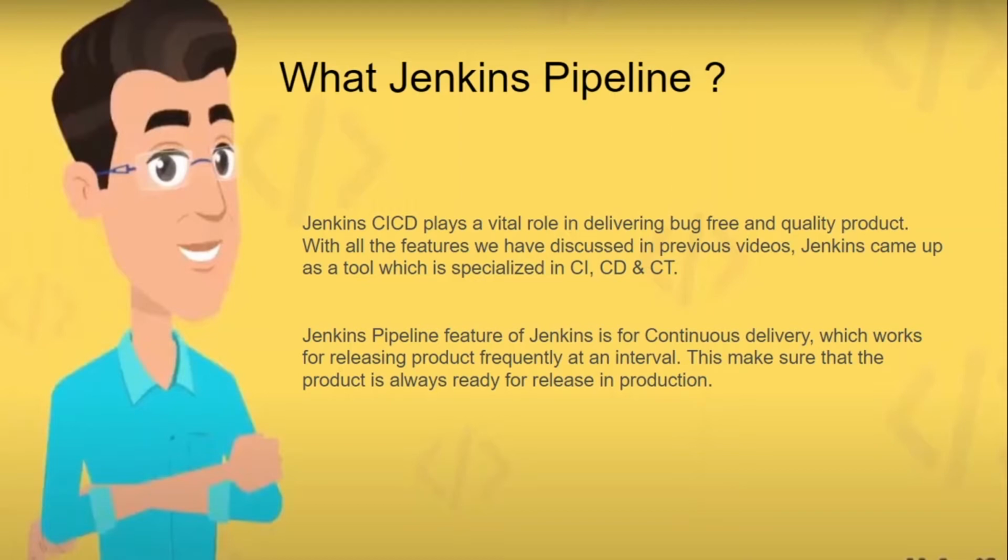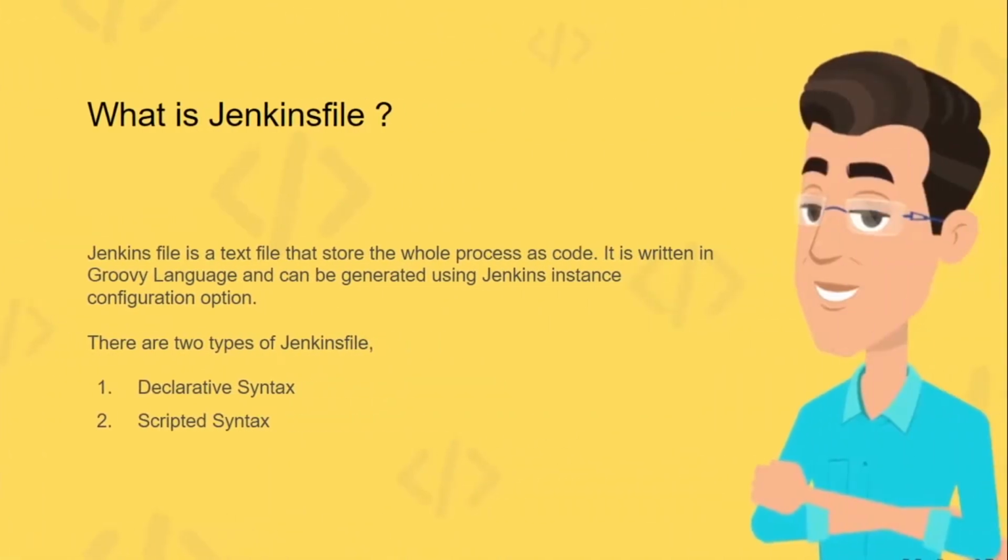In order to create Jenkins pipeline, Jenkins file is created. So Jenkins file is a text file that stores the whole process as a code. It is written in simple Groovy language and can be generated using Jenkins instance configuration option. There are two kinds of Jenkins file. One is declarative syntax, the other one is scripted syntax.